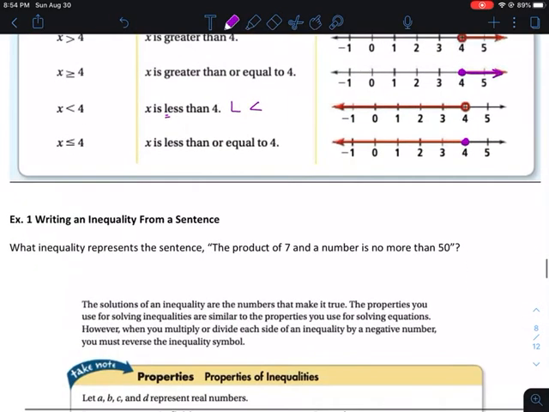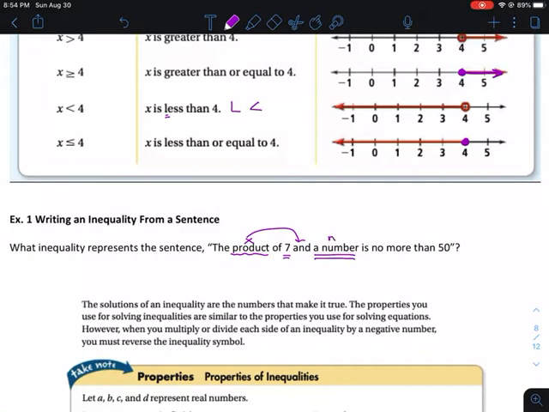So example 1, it says writing an inequality from a sentence. It says what inequality represents the sentence, the product of 7 and a number is no more than 50. So the product meaning multiplication. What are we multiplying? 7 and a number. They don't tell us what that number is though. So 7 is going to multiply with a number.